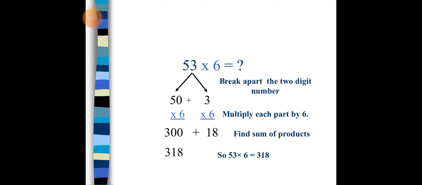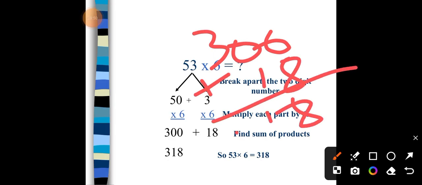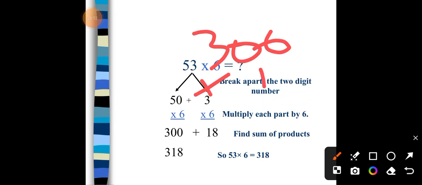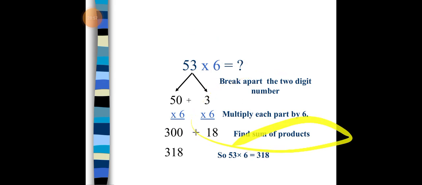Now in the next step you're going to find the sum of the products. Here 50 multiplied by 6 is 300, and 6 multiplied by 3 is 18. After getting 300 and 18, you add these two: 300 plus 18, you are going to get 318. So 53 multiplied by 6 gives you 318, and this is the final answer.